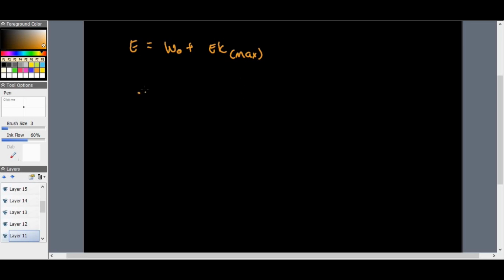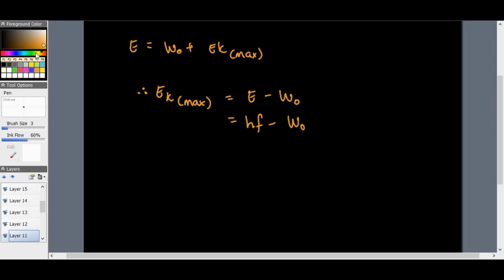So therefore EK max will equal E minus the work function, which is basically also HF minus the work function. That will determine your maximum kinetic energy, the extra energy obtained, especially since this will be greater than your work function.